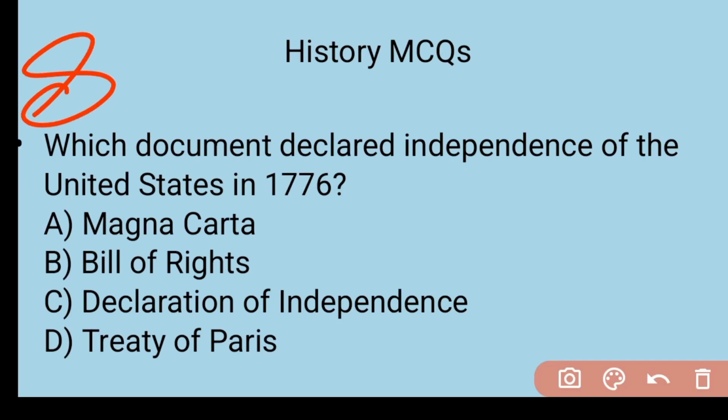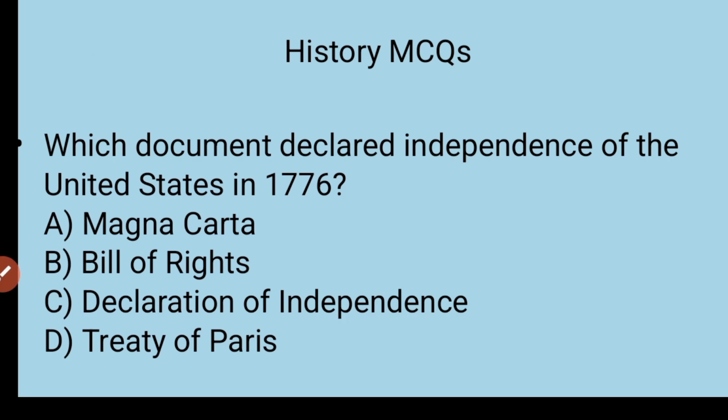Okay. Question number 8. Which document declared independence of the United States in 1776? A. Magna Carta, B. Bill of Rights, C. Declaration of Independence, D. Treaty of Paris. The correct answer is C. Declaration of Independence, which was prepared by Thomas Jefferson in Philadelphia. So they declared themselves split from the colonial rule of the British. So this angered the British government and led to the outbreak of a war between the British government and the American colonial militia.